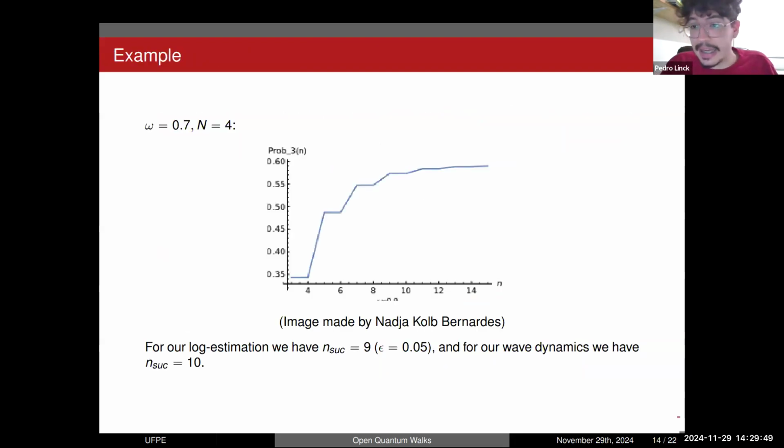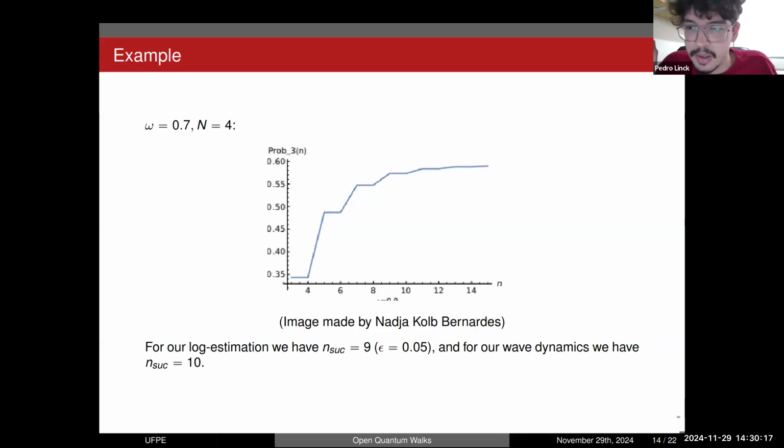This is an image made by Nadia, which is an open quantum walk in this linear topology that we are working on, where omega is 0.7 and the size of the graph is 4. So you have 4 nodes. 4 nodes means 3 unitary operators. You can jump from here to here, here to here, here to here. 3 unitary operators, 4 nodes of the graph, okay?